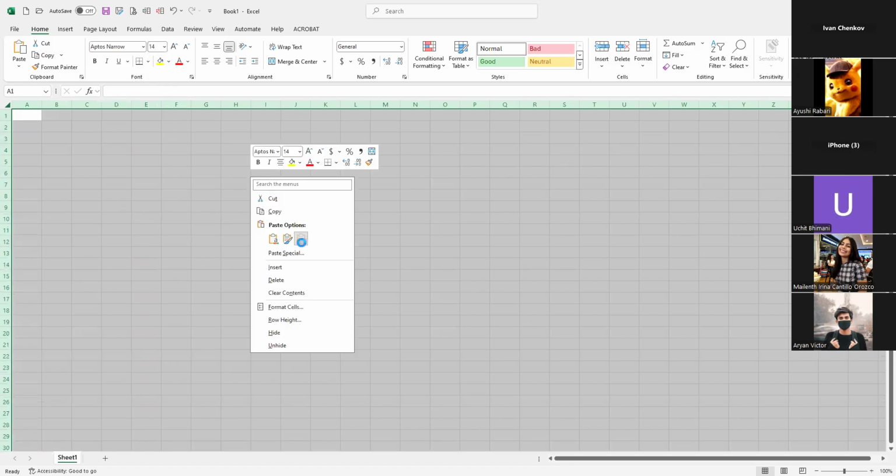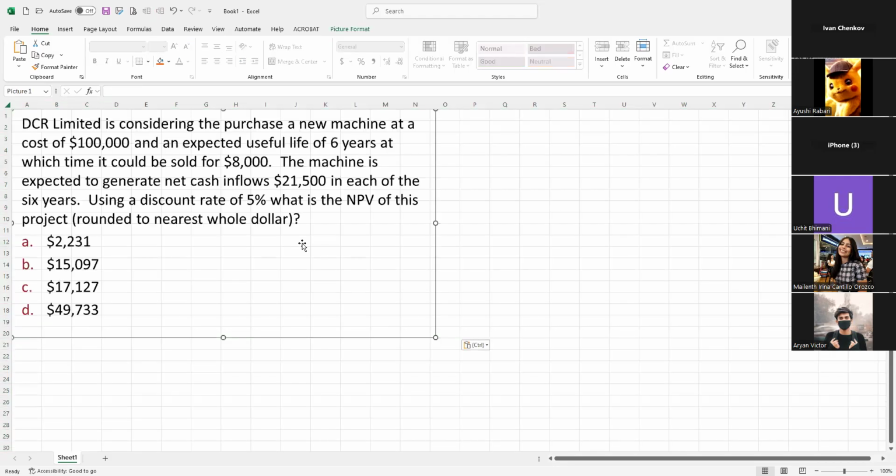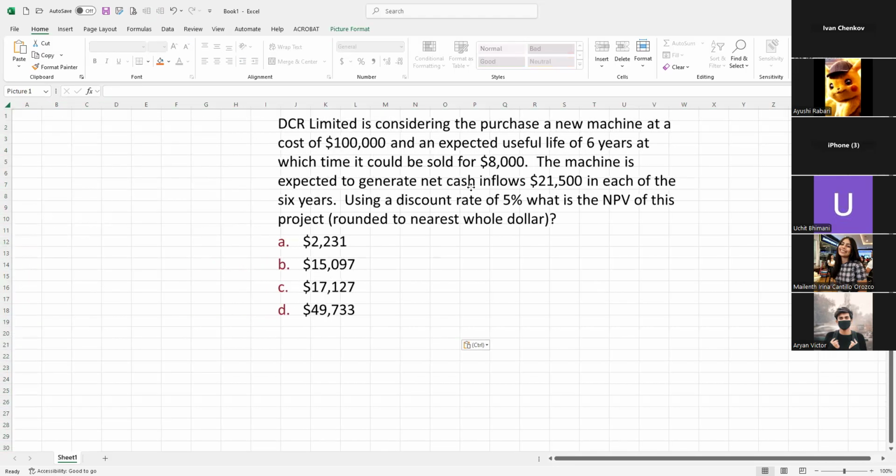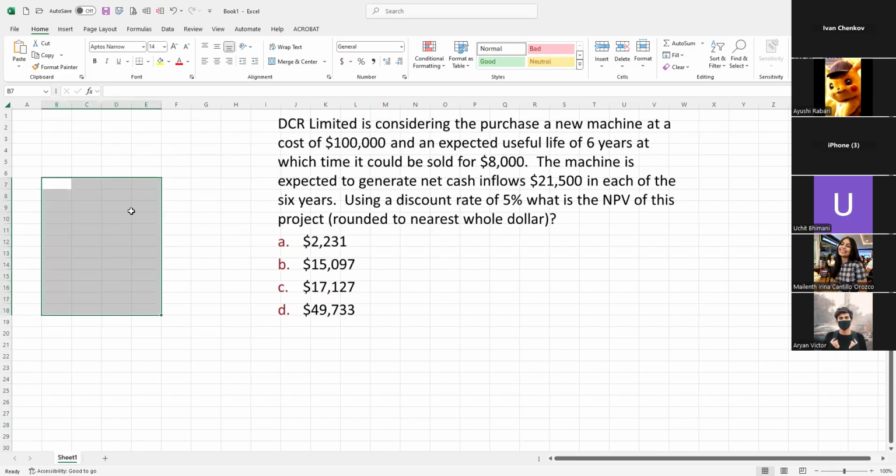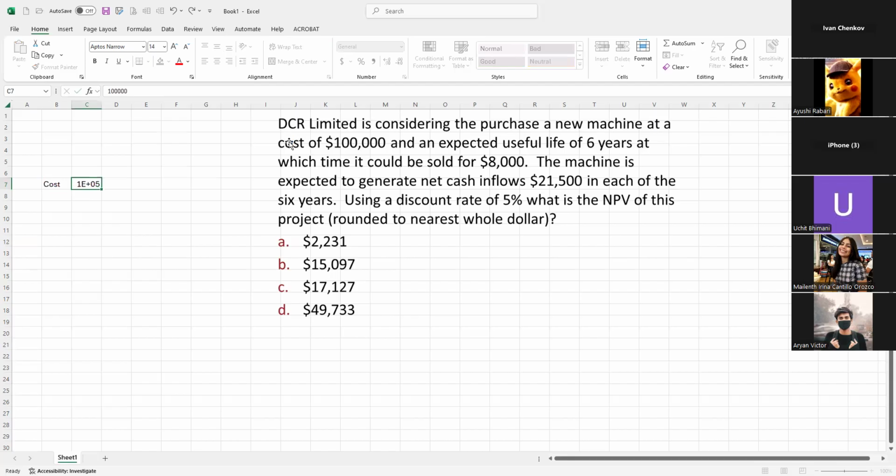And let's post the question here. There you go, that's our question. Now, can we solve this question with Excel spreadsheet? Yes, we can. The first thing I have to do is extract the information. So what we're looking for is what we have here. We have a new machine which has a cost of $100,000.